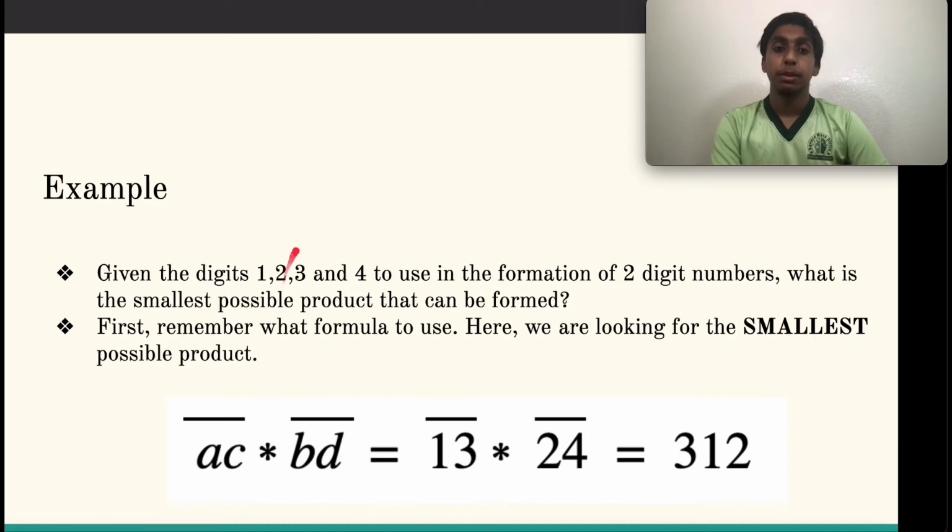Similarly, B is going to be 2, and D is going to be 4. So I get 24 over here. And then when I multiply them together, I get 312. So this is the smallest possible product that can be formed. This is pretty simple as long as you remember how to put the digits together and how to identify which digit goes with A, B, C, D, and so on.